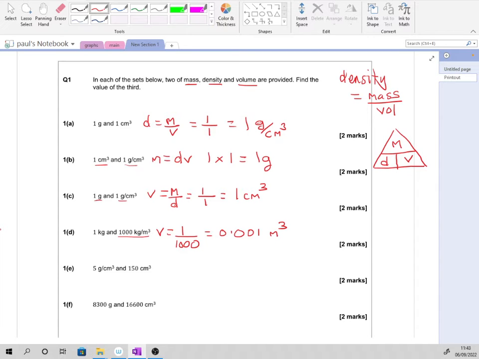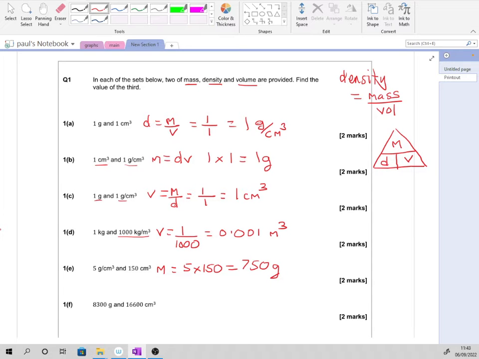Okay, we've got the density, we've got the volume. So we need to find the mass, which is equal to the density times the volume, which is 750. What are we finding? The mass, aren't we? 750, everything's in grams.